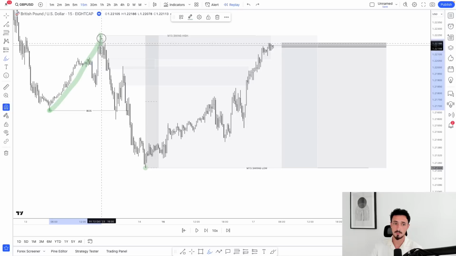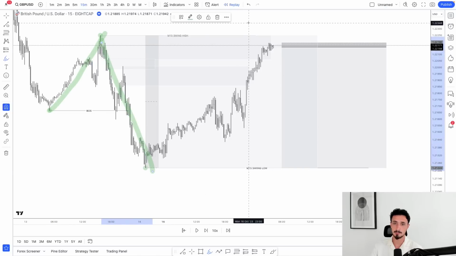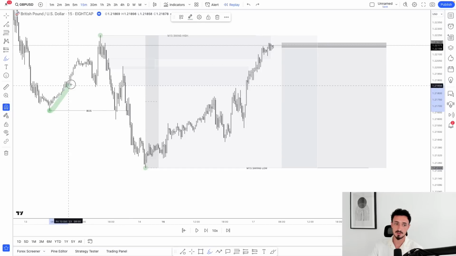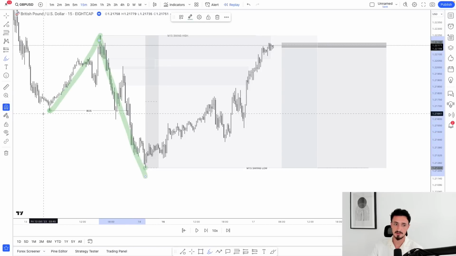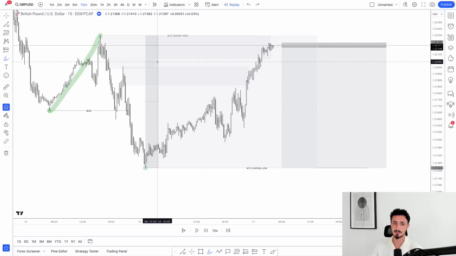So step number 1 is identify your bias. Have your institutional order flow mapped out. And in this scenario, you can see that price essentially is bearish. Our institutional order flow is bearish. You want to make sure that you're selling in the premium. If you are selling, we've ticked that off.